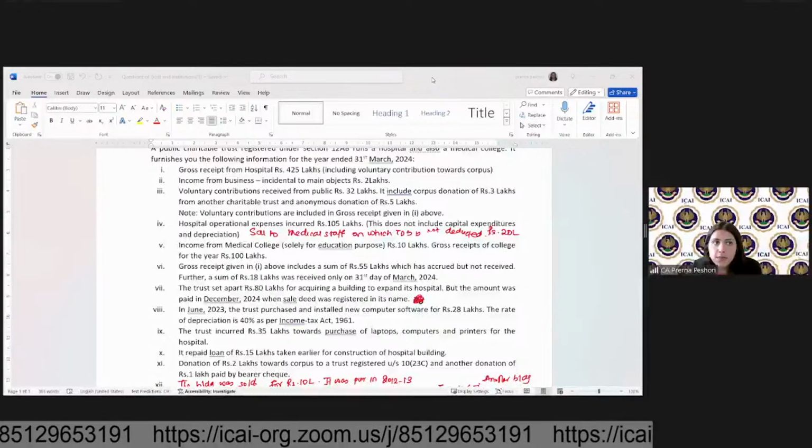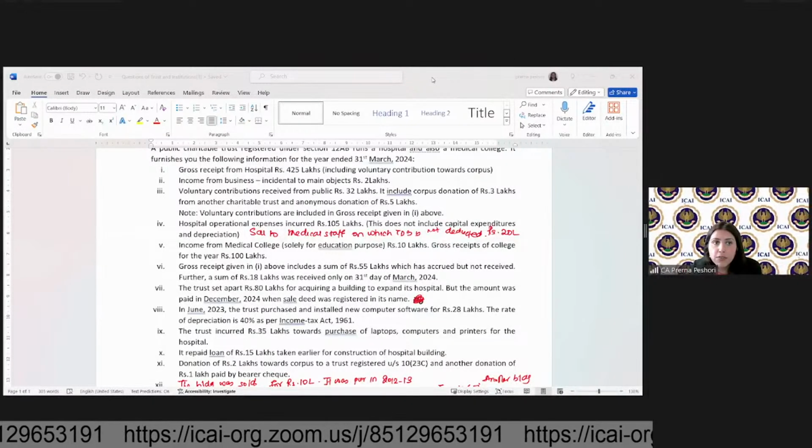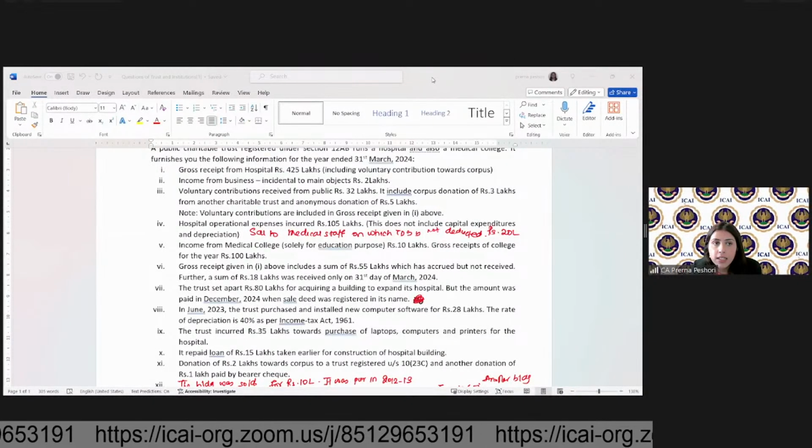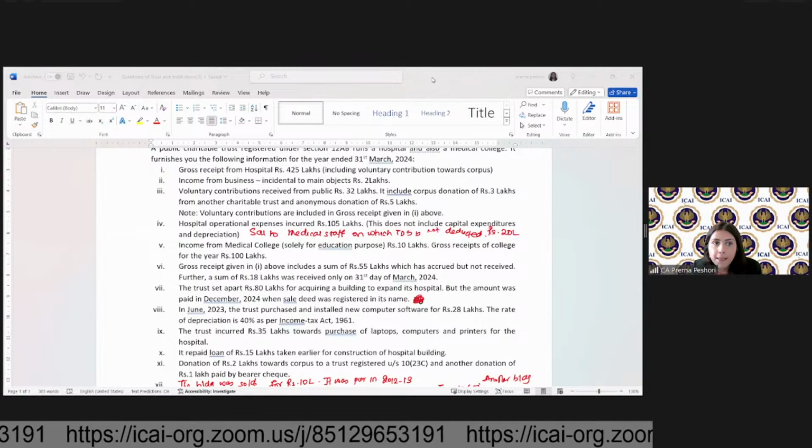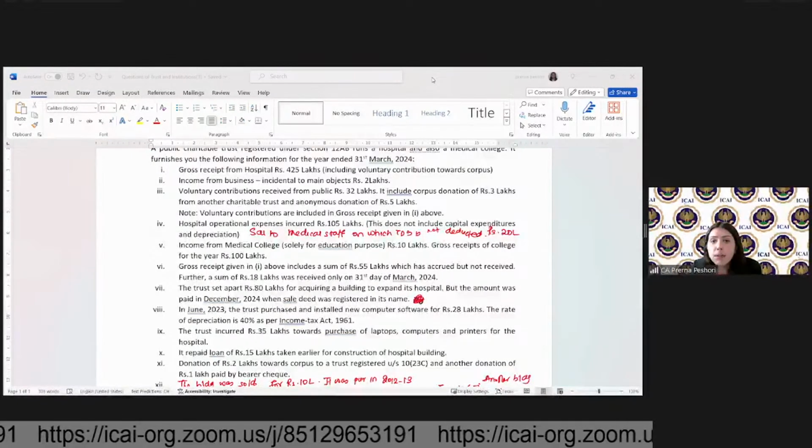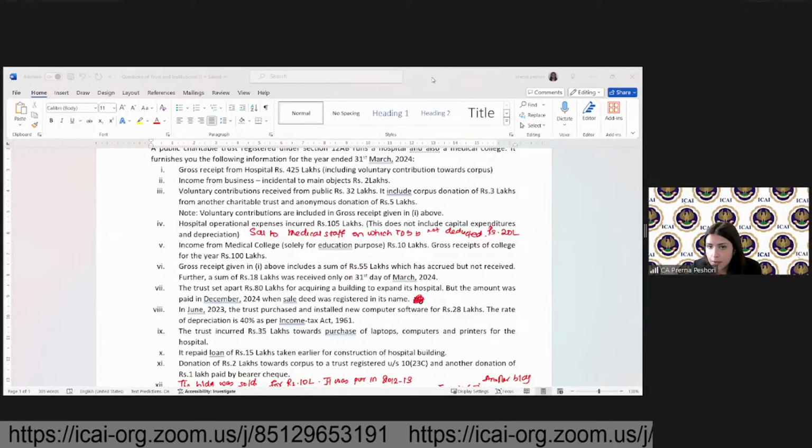Yes, students, please tell me faster, what will be the effect of this? Income accrued but not received.